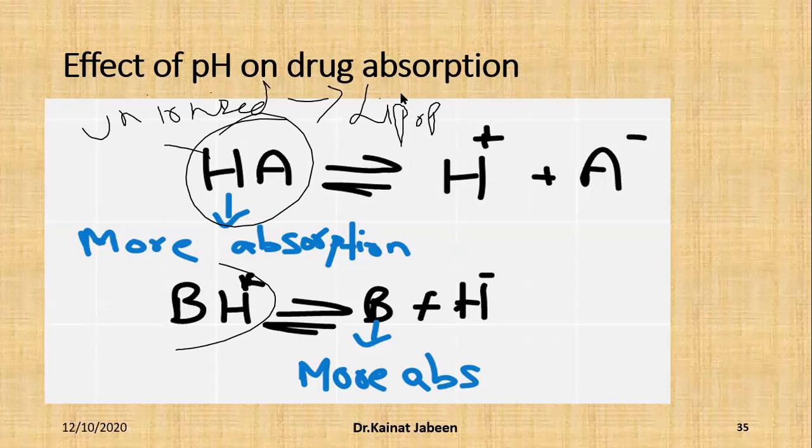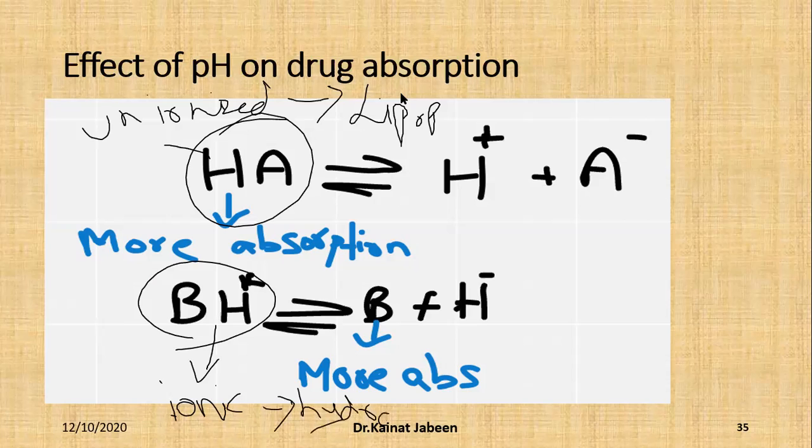When we talk about the basic drug BH, it is present in the form of ion. It is an ionic drug. So it is present in the form of hydrophilic. It's a hydrophilic drug, and hydrophilic drug absorption is much more difficult.